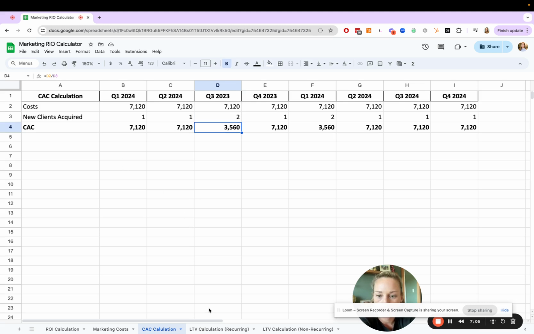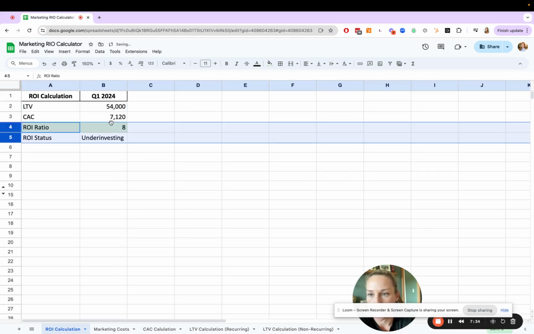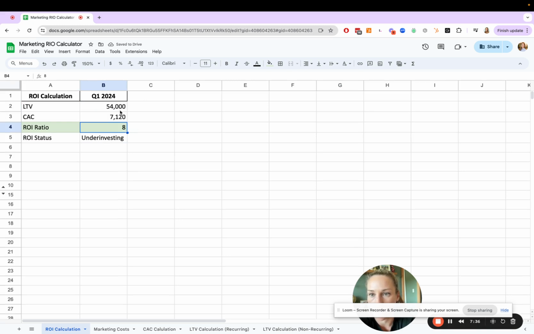Okay, so now that we know our lifetime value and we know our customer acquisition cost, we can go to our calculation over here. In this case, I'm going by quarter. So the most recent customer acquisition cost, you can use an average, you can look at the last month, whatever time period you want to look at. So in this case, the client is worth $54,000. The cost to acquire them is $7,000. So that means that our ROI ratio is simply our 54,000 divided by 7,000.